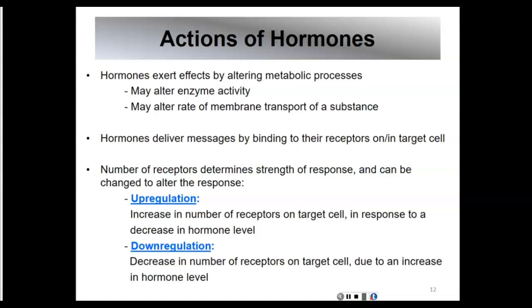Upregulation means an increase in number of receptors on the target cell in response to a decrease in hormone level. Downregulation is a decrease in number of receptors on a target cell due to an increase in the hormone level.